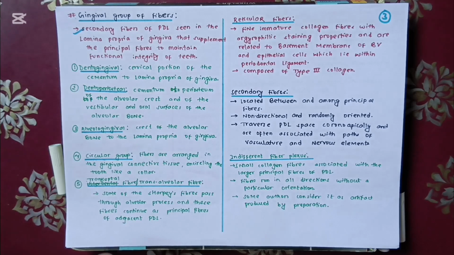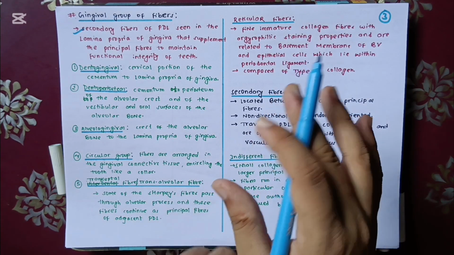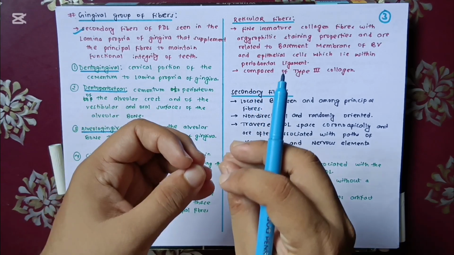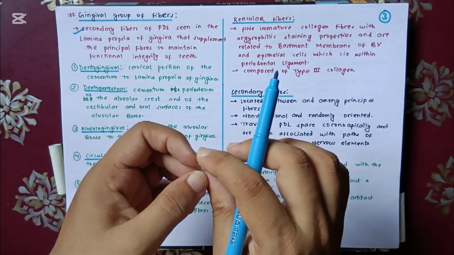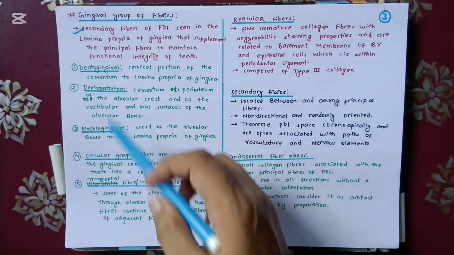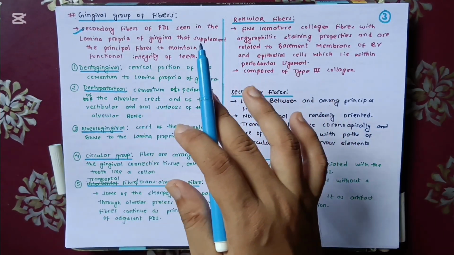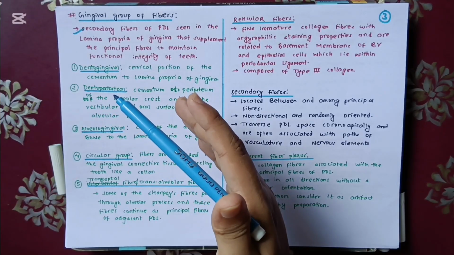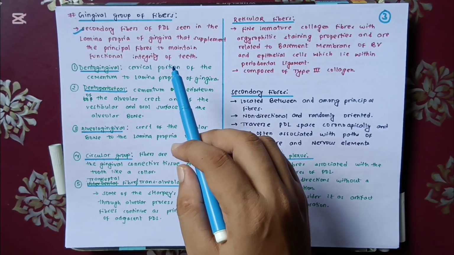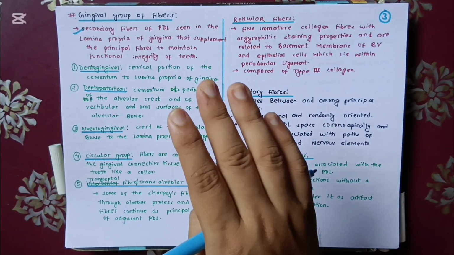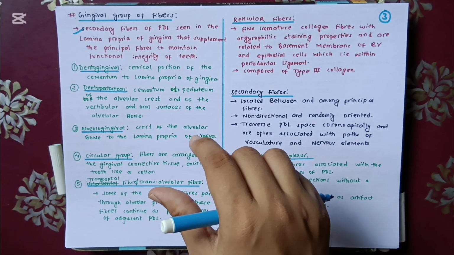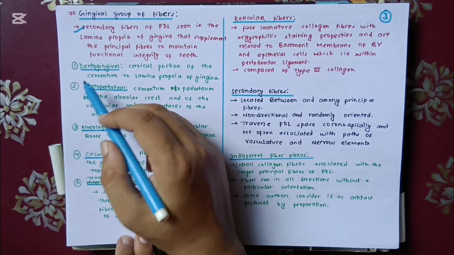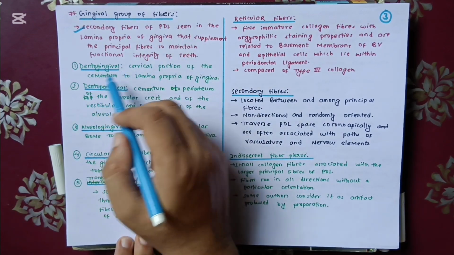One thing you can remember: in the principal fiber, there is a direct connection between the tooth and the alveolar bone. But with the gingival group of fiber, there is no direct connection between the tooth and the alveolar bone. They are just present in the lamina propria of the gingiva, and they just supplement the function of the principal group of fiber. Our first gingival group of fiber is the dentogingival group.